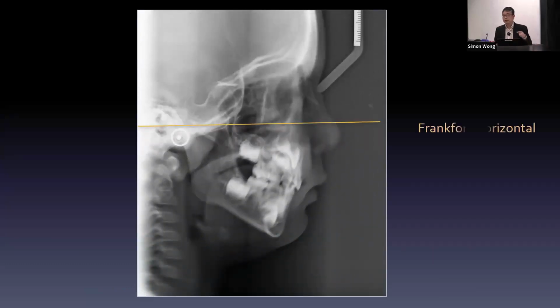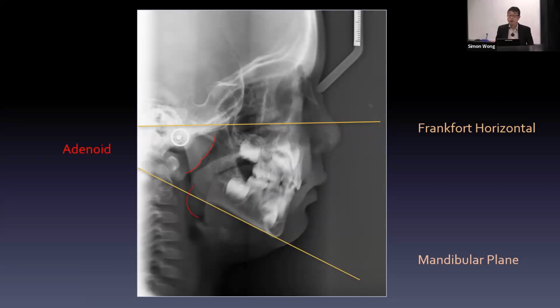Again, we use our ceph not only for the hard tissue, but we can use it for the soft tissue. There are clues everywhere in that image. These are all markers that sleep physicians are interested in, ENTs are interested in.